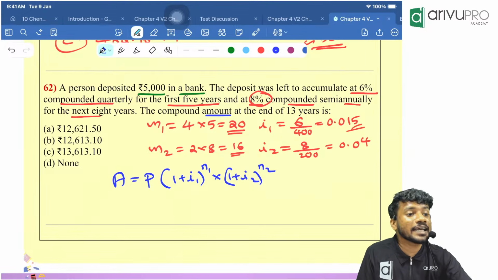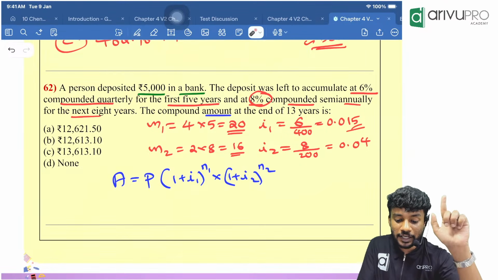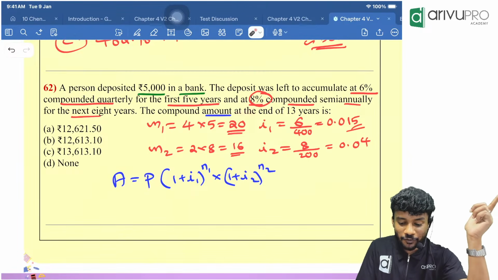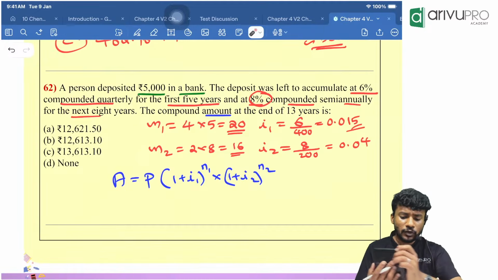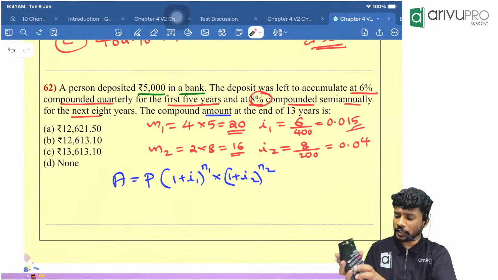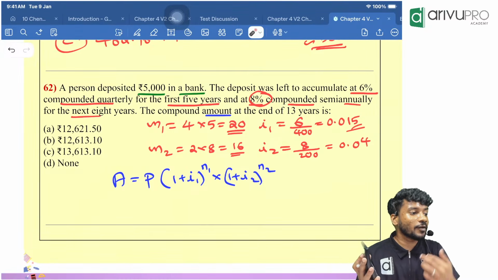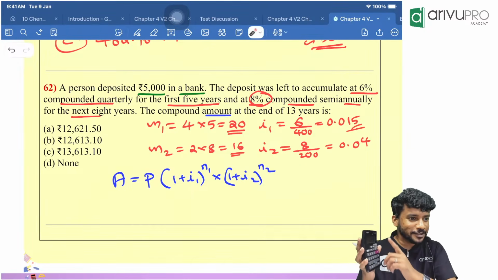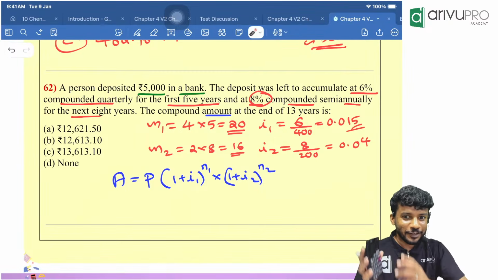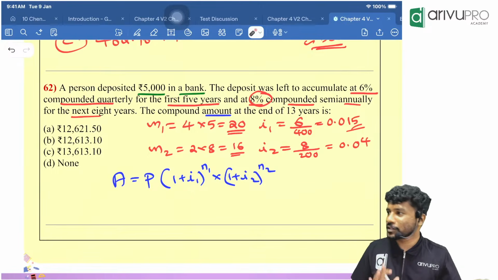Understood? Why did I write it this way? Because it is not for a single period. It is for 20 periods, and then for 16 periods. You will be like, "Sir, instead of doing all this, I will just take my calculator. I will type 5000, then plus 0.015, which means 1.5 percent, plus 1.5 percent, 20 times." Will you type that? You will take your entire exam to finish that. So don't do that. Instead, use the formula.